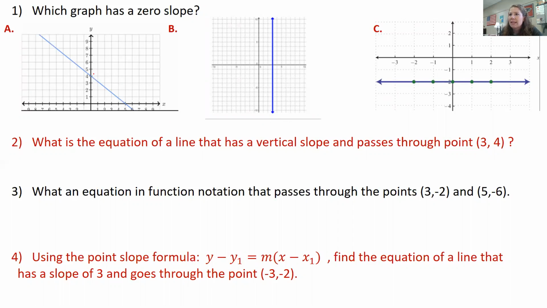So letter A, this is not a zero slope because if we have a dot at 0, 4, and then we have another dot at 5, 0, and we make our right triangle. My pen does not want me to write on here.